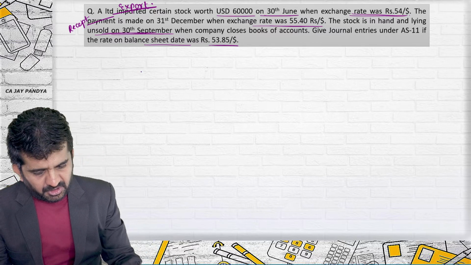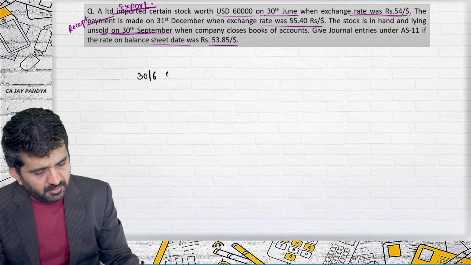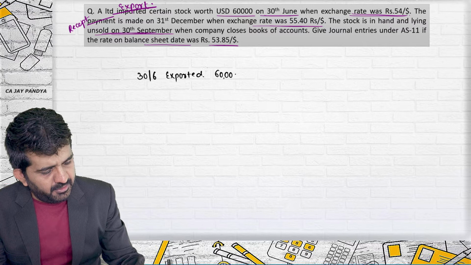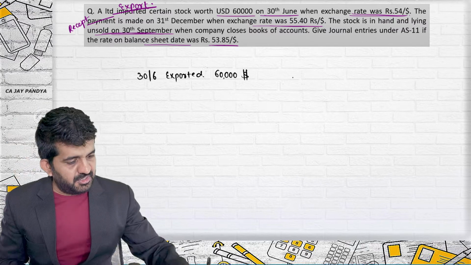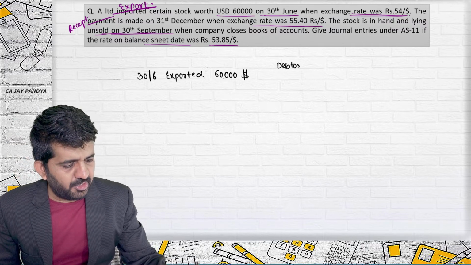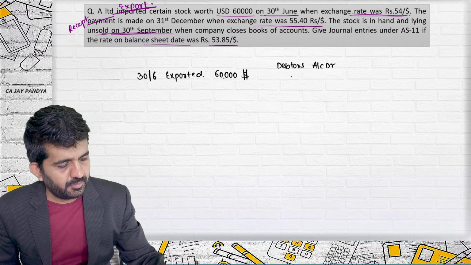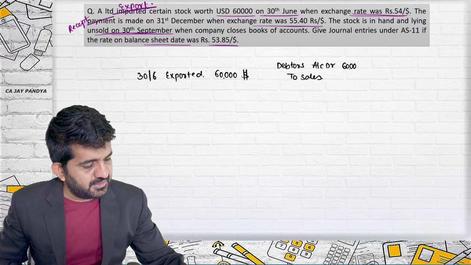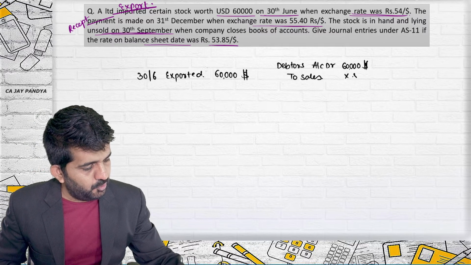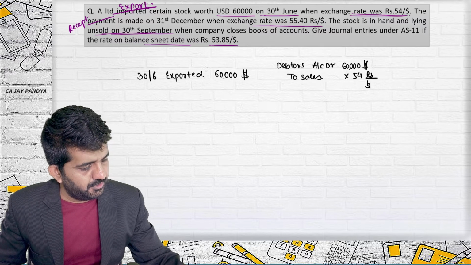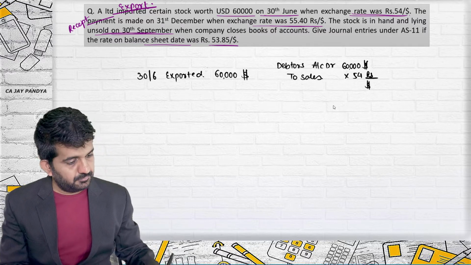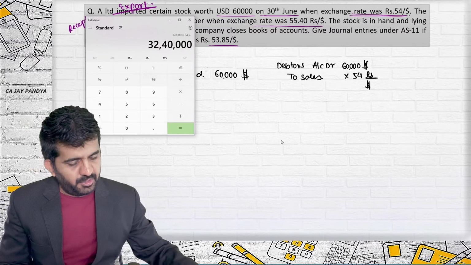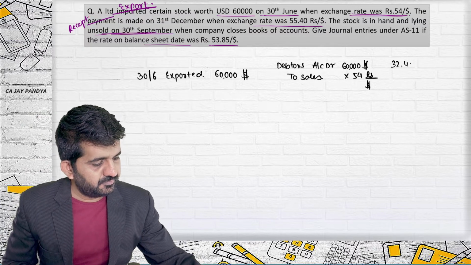So first date, 30th June. Exported $60,000. What is the journal entry? Debtors account debit to sales, by what rate? $60,000 into 54 rupees per dollar. 60,000 into 54 is 32,40,000.